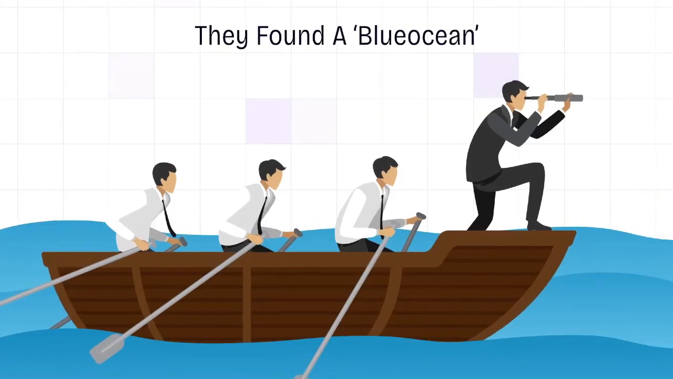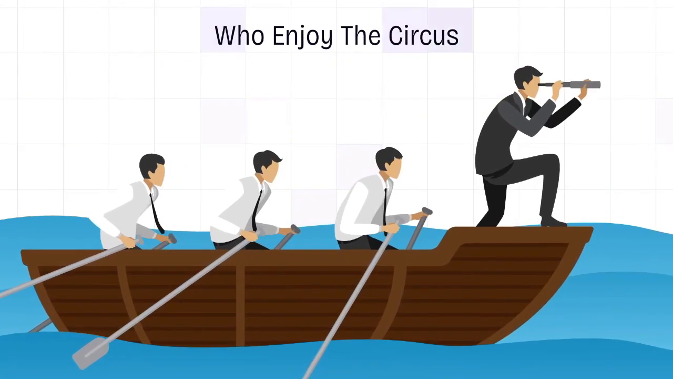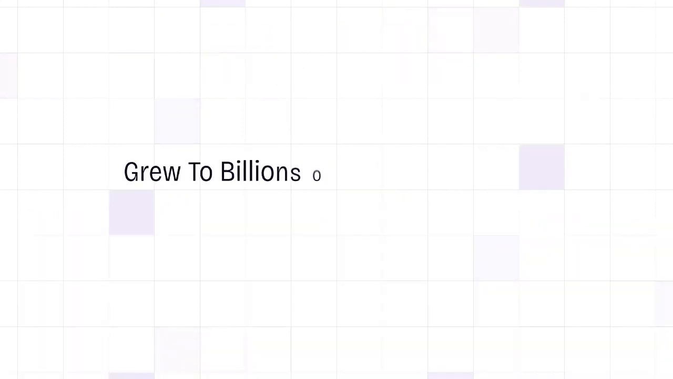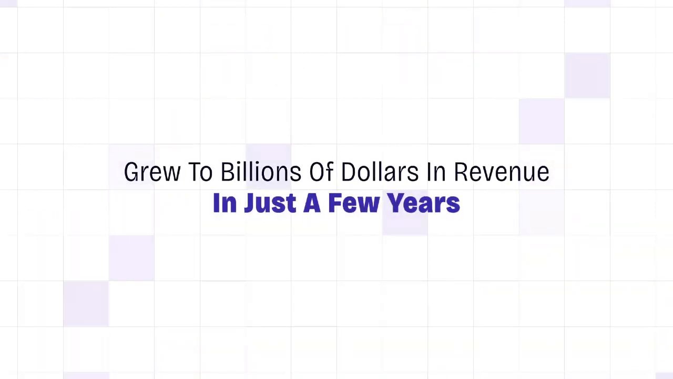So you probably heard of Cirque du Soleil, right? Well, they found a blue ocean marketplace of buyers who enjoy the circus, but also love theater and grew to billions of dollars in revenue in just a few years. Instead of competing in the saturated theater or circus niche, they stood out and targeted an untapped market for faster growth.